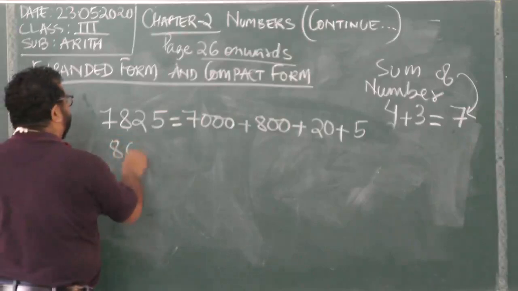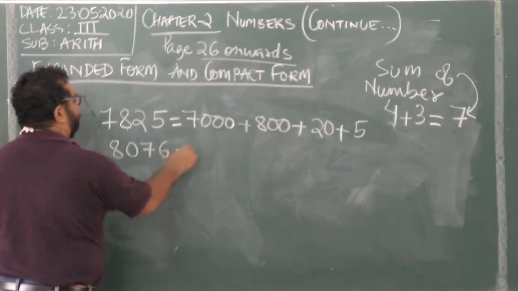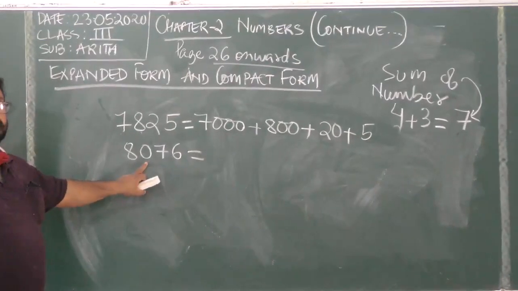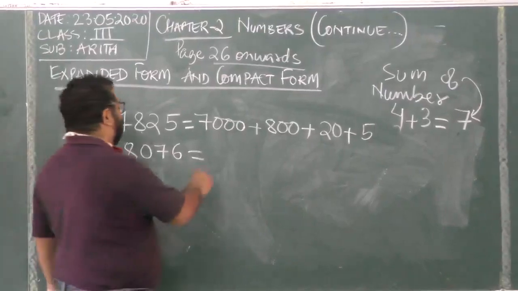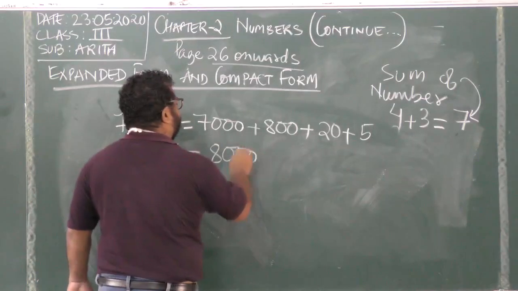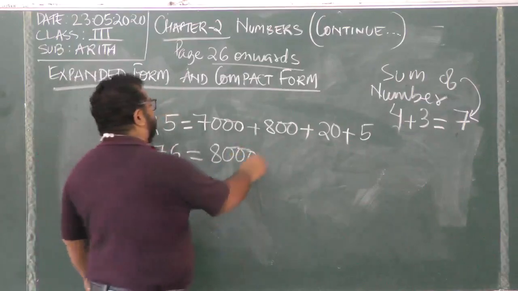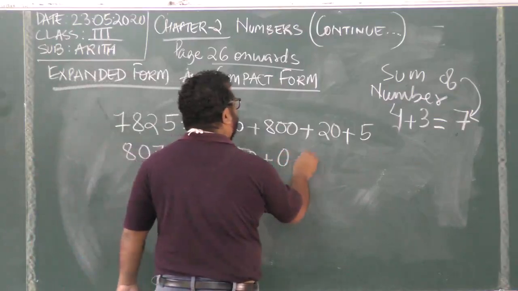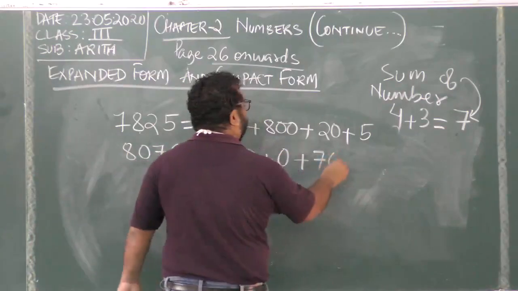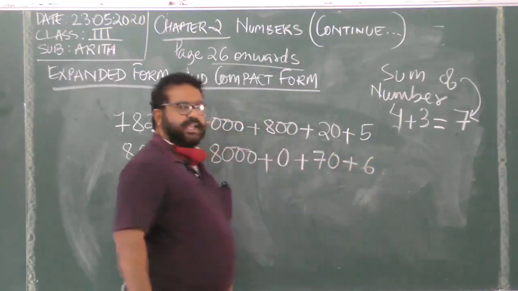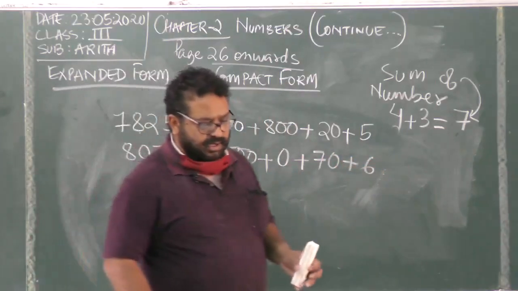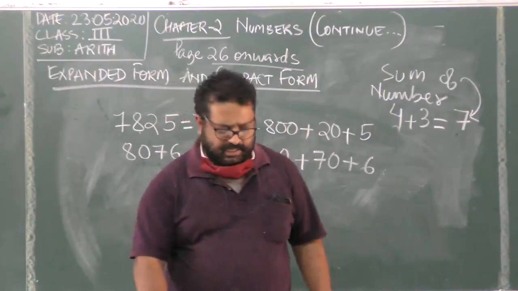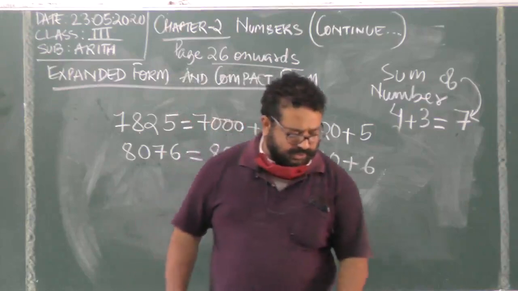Again, suppose I take another number, 8,076. Mind you, there are no hundreds. There is a 0. So how do we write it? We write 8,000. The place value of 0 is 0. So we write 0, and then we write 70, and then we write a 6. Remember, place value of 0 is always 0. Face value of 0 is always 0. A place value of 100 is 0.